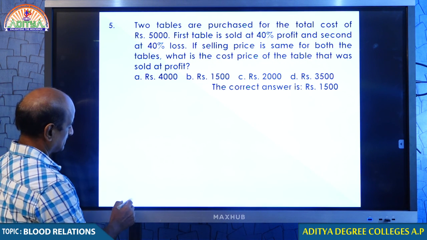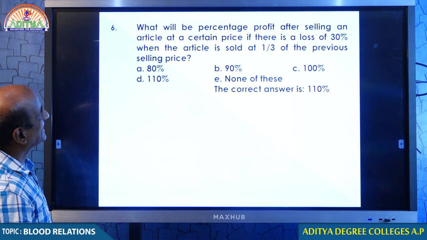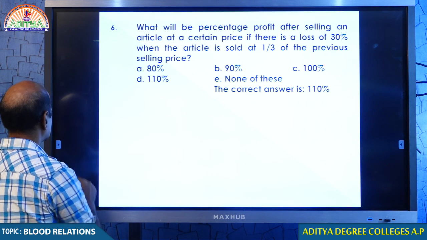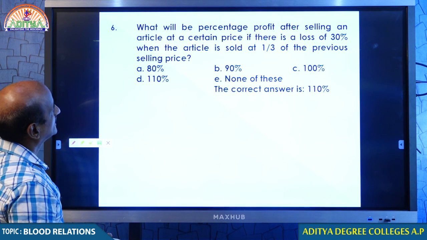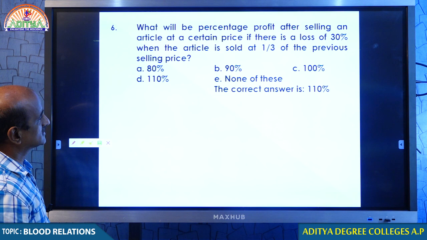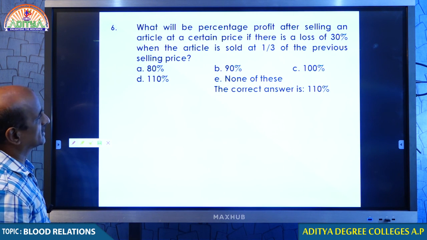A similar one, similar to the previous one. Come on, look at this question number 6. What will be the percentage profit after selling an article at a certain price if there is a loss of 30% when the article is sold at 1/3 of the previous selling price?